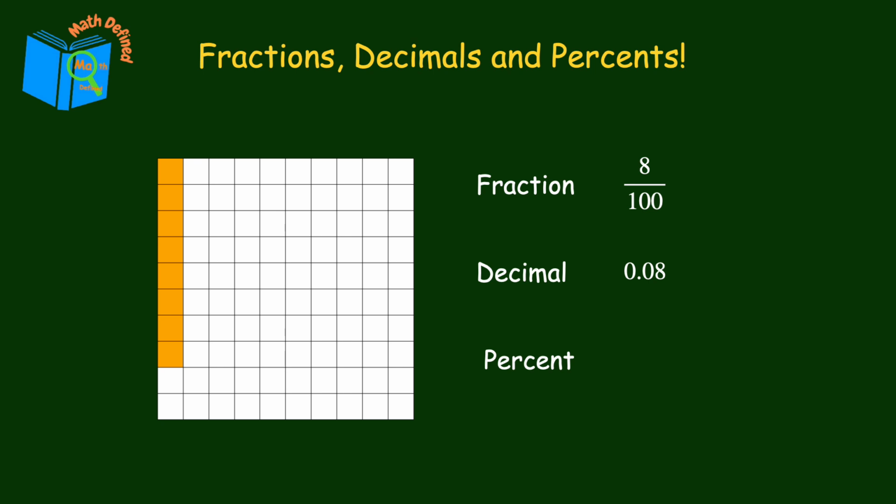Now let's break down this word percent. Per means 1 and cent means 100. So a percent is some number out of 100. Since 8 squares out of 100 are shaded, the percent is 8%. But we don't always have models to look at, so we need to know a mathematical way to convert between fractions, decimals, and percent. Let's focus on that next.